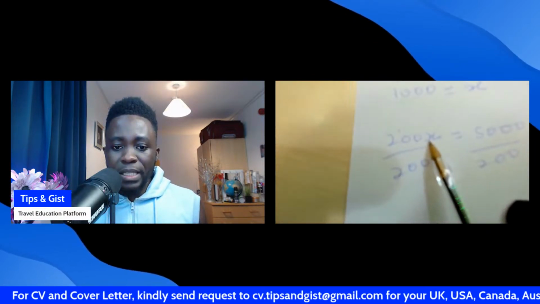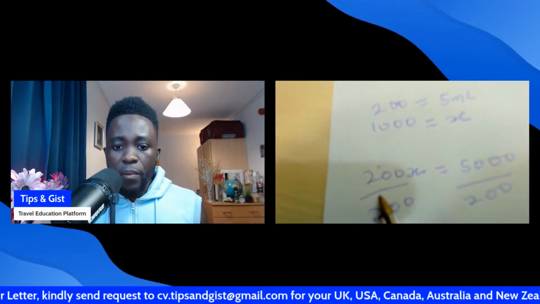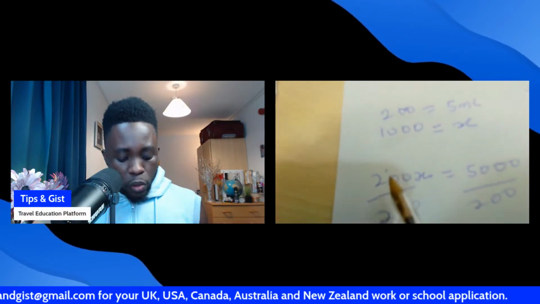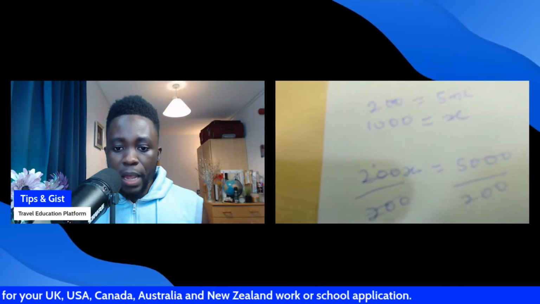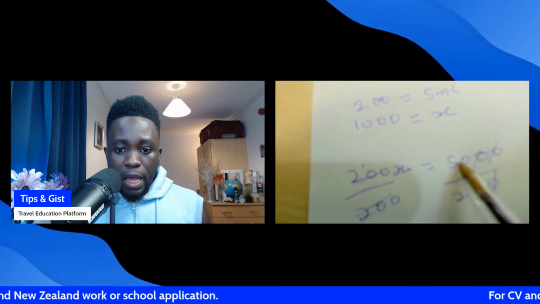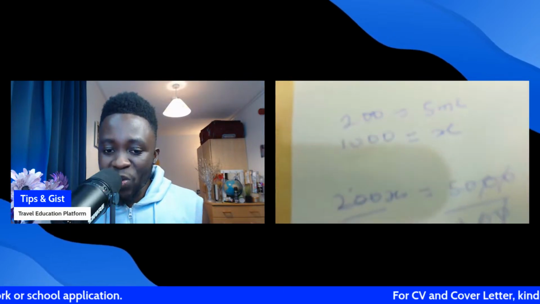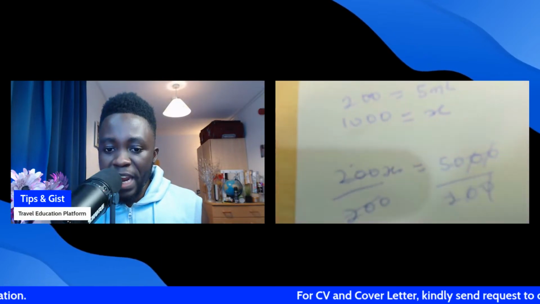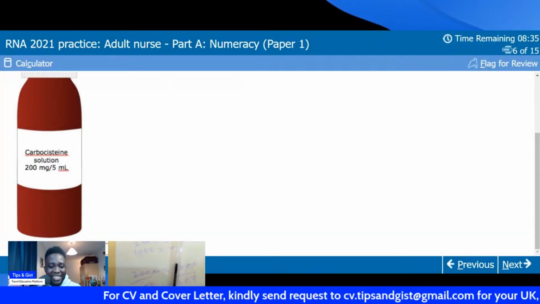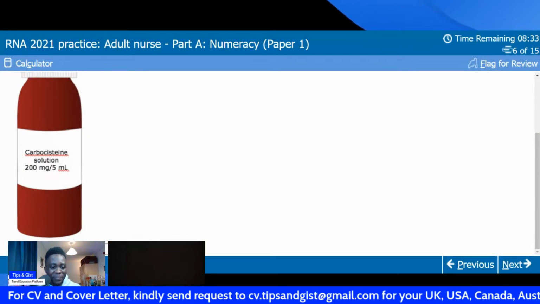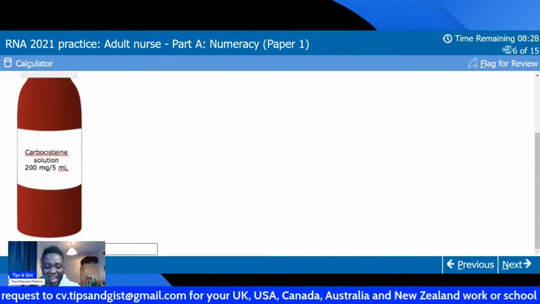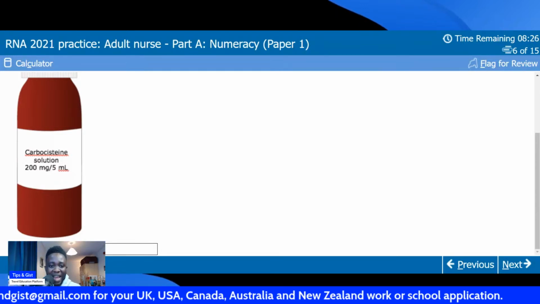Now, if you want to get X, as we were taught in SHS, we are supposed to divide each side by 200 to get our X. So 200 will cancel 200 over here. Our 0 will cancel our 0 here, and 0 will cancel 0 here. 50 divided by 2 is what? 25. So that is that. Do you all agree now that the answer is 25?